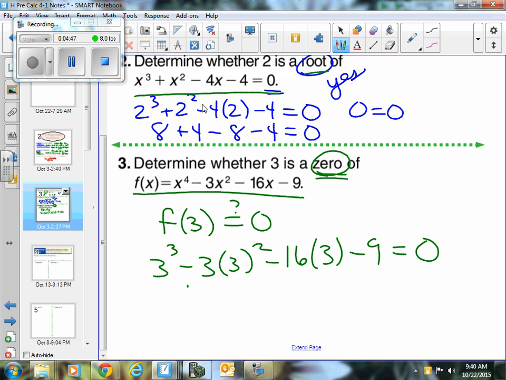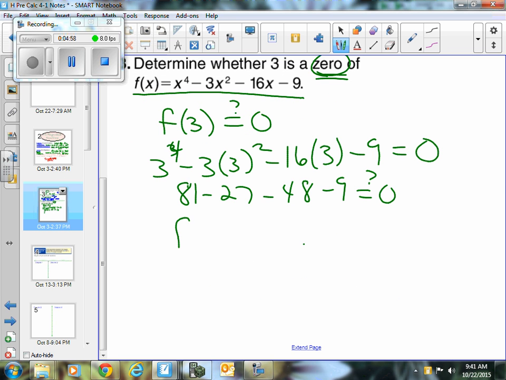And for this one, looks like that's 3 to the 4th. So that would be 81, 27, 48, and 9. Is that 0? I don't think it is. When you do the arithmetic, I think f of negative 3, oh, positive 3, sorry. I'm messing up what I'm writing. I think the answer is negative 3. Double check when you plug it in. So negative 3 is not equal to 0.